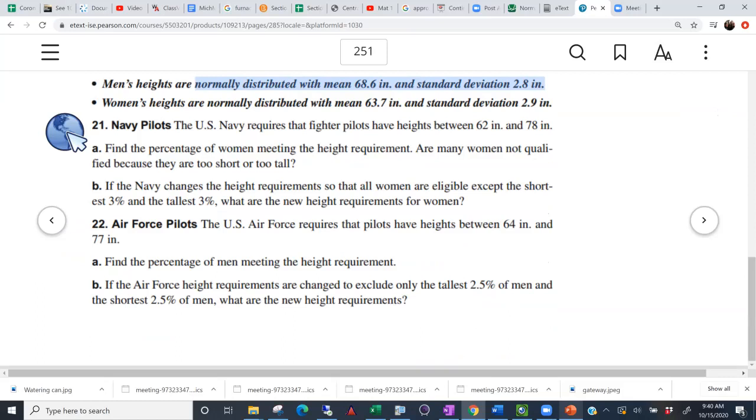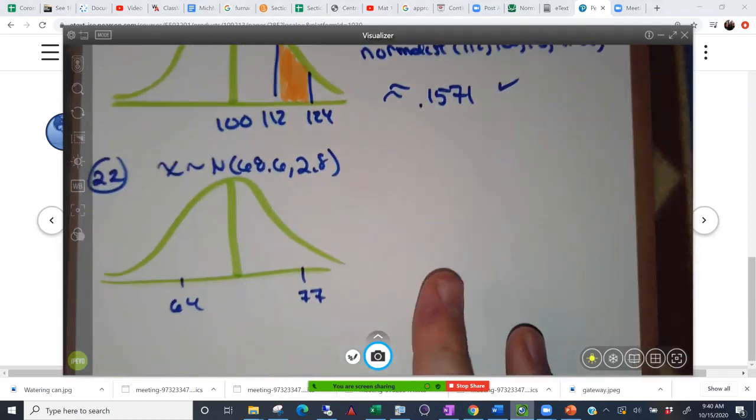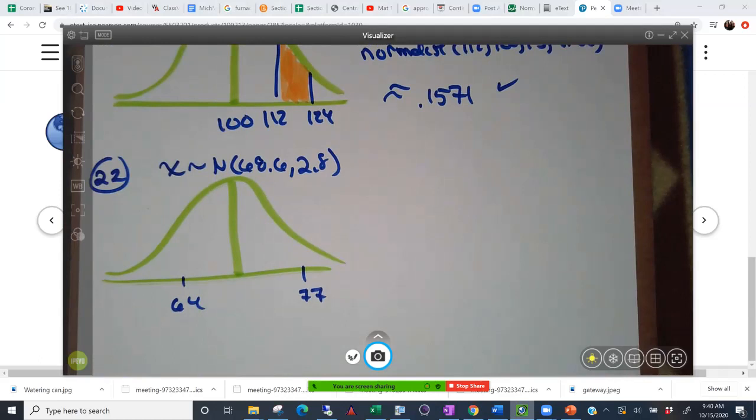And then we'll answer the questions in problem 22. Find the percentage of men meeting the height requirement. So that's between 64 inches and 77 inches. All right. Mean of 68.6 and standard deviation of 2.8. So I want to find the area between these 2 points.